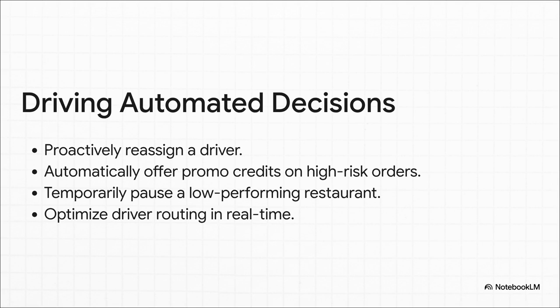If a delivery is predicted to be super late, the system can automatically reassign it to a closer driver, no human needed. Or if an order seems like it might lead to a complaint, it can proactively offer the customer a small discount right away. We're turning predictions into real-time business decisions that make customers happier.